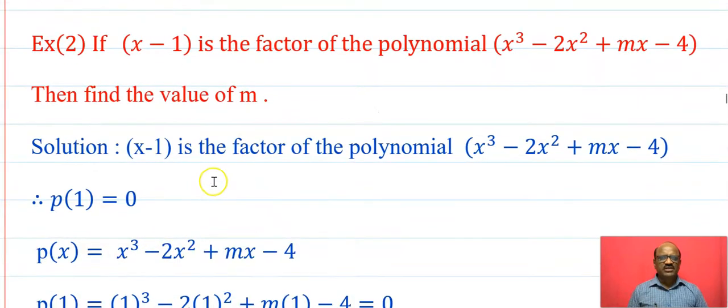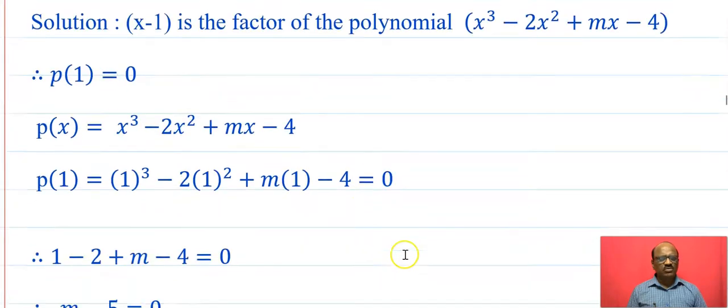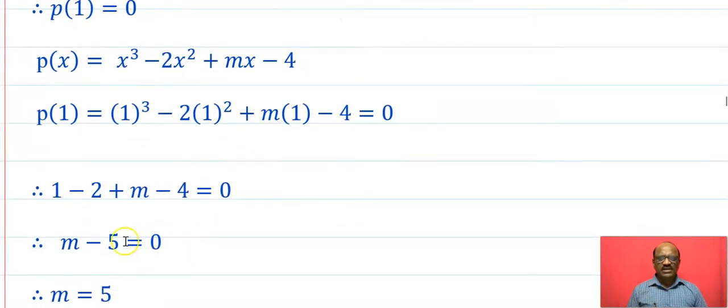Solution: x minus 1 is a factor of the polynomial x cube minus 2x square plus mx minus 4. Therefore, p of 1 is equal to 0. Polynomial p of x is equal to x cube minus 2x square plus mx minus 4. Replace x by 1, that is 1 cube minus 2 into 1 square plus m into 1 minus 4, and overall that is equal to 0. 1 cube is 1, next is minus 2 plus m minus 4. That is equal to 0.